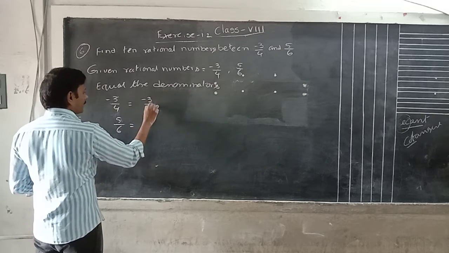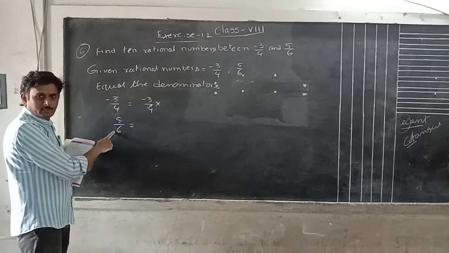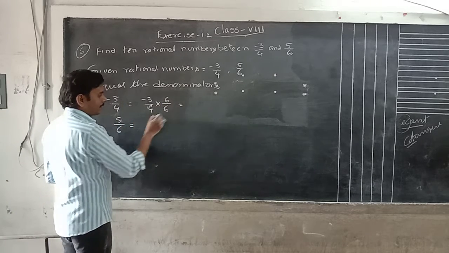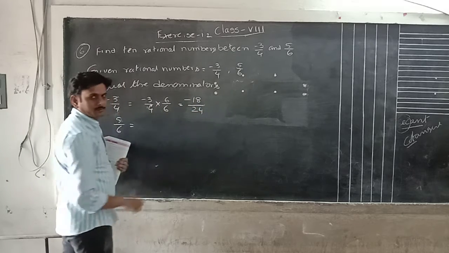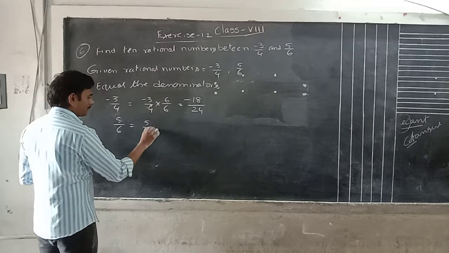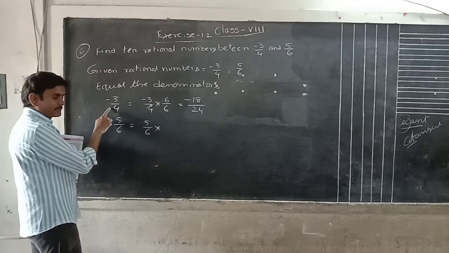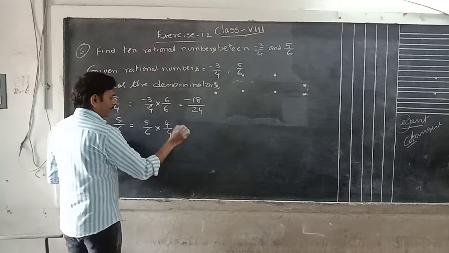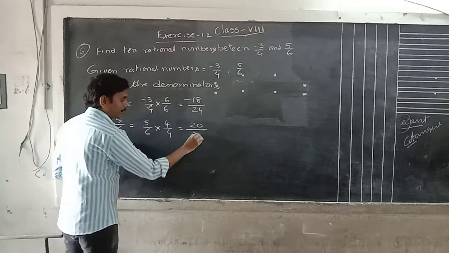Now the multiplication. First, multiply with which one? What is the denominator of the second one? 6. So the first one we multiply with 6 by 6. Minus 3 into 6, minus 18. 6 fours are 24. Now the second fraction, 5 by 6. What should we multiply it with? The first fraction's denominator, 4 by 4. 5 fours are 20. Numerator with numerator, denominator with denominator multiply.